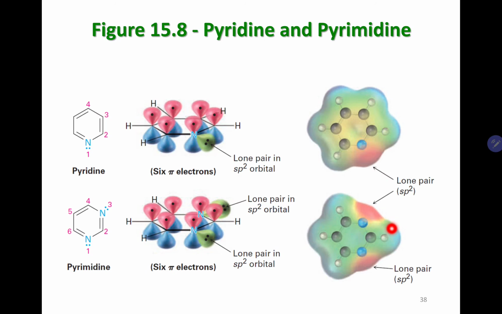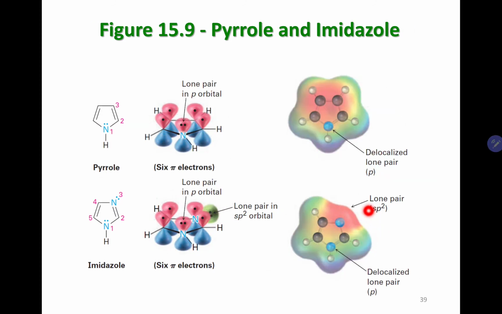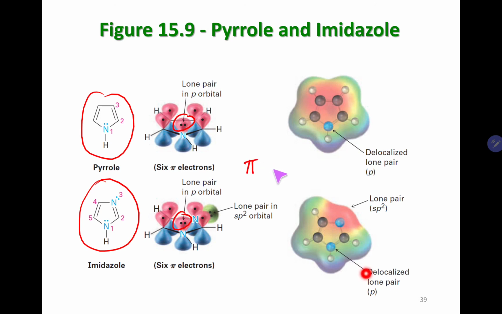You can take a look at it by pausing the video, but I'm not going to explain it in more detail. But once again, guys, I just want to highlight that the lone pair is going to be perpendicular to the pi electrons. So these lone pairs are not a part of the pi electrons. But when you are talking about pyrrole and imidazole, this is pyrrole and this is imidazole, their lone pair is actually a part of the pi electron cloud, okay.